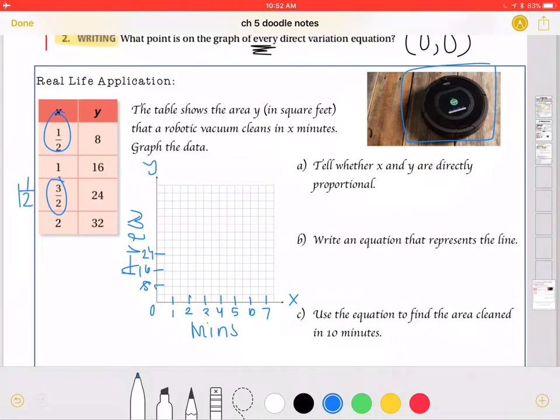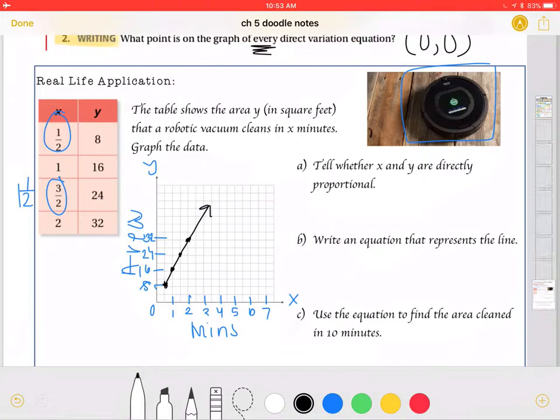And once you have it labeled, go ahead and let's plot our points. So we have 1/2, 8. So we go over half, which again we went by halves. So I should be going over to the first tick mark up to 8 and putting a point. There's not a point there, there's a point there. 1, 16. 1 1/2, 24. Where 1 1/2 falls between 1 and 2. And then 2, 32. Once you have that, connect your points.